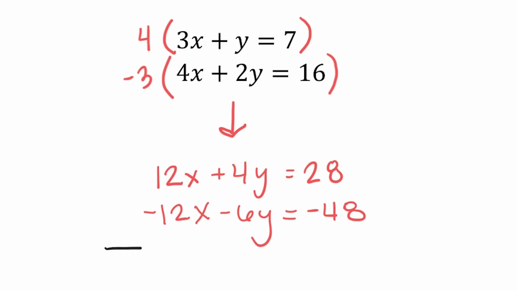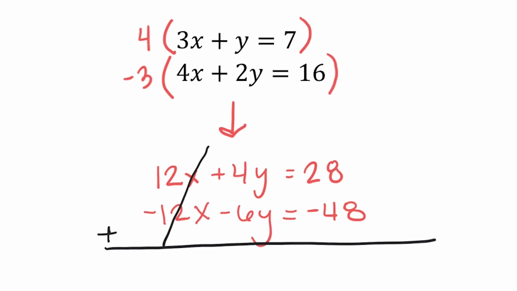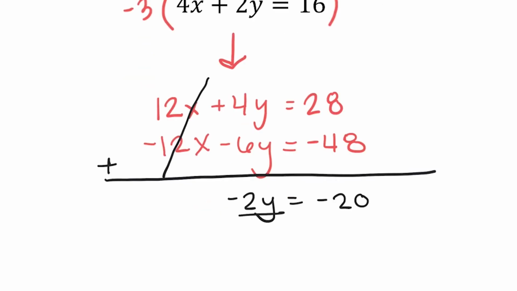The next thing we do is add these two equations together, and just like we wanted, the x's go to 0. We have 4y minus 6y, which is -2y, and then 28 minus 48, which is -20. So if we divide both sides by -2, we get that y is equal to 10.